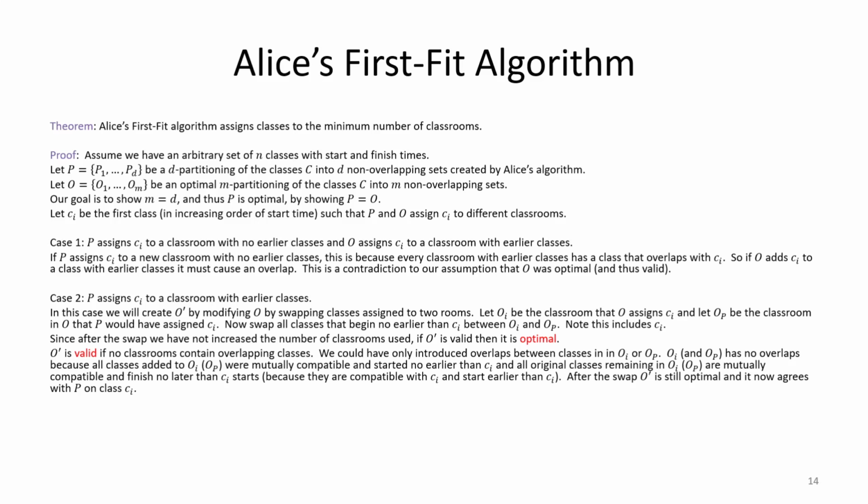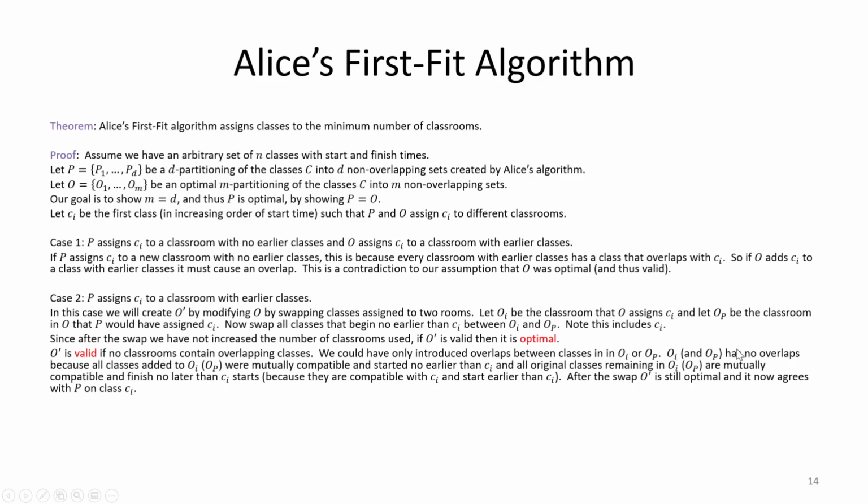Let's see if we can go through this. I think I've made the same thing. So this is just stating what we need to prove again. I should mention this line here is again sort of a signpost telling us what we want to do now. If O prime is valid, then it's optimal. That's what we want. So let's see if we can argue that it's valid. So how do we know it's valid? Well, it's valid if there's no overlaps. We could have only introduced overlaps into these two classrooms that we swapped, and all the other classrooms were untouched. So by assumption, they have no overlaps.